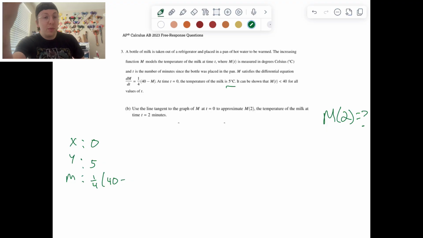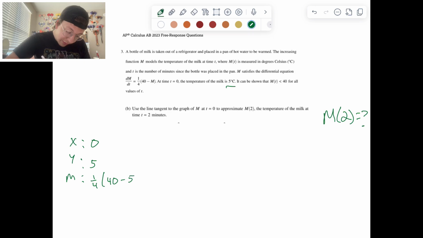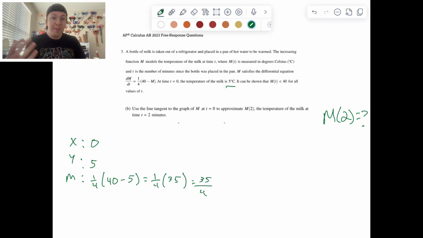What's our m at this point? What's our output at this point? That is 5. So I'm going to have 40 minus 5. That is going to give us 1/4 times 35, and that will give us 35 over 4. So that is our slope, our dm over dt at 0, 5.